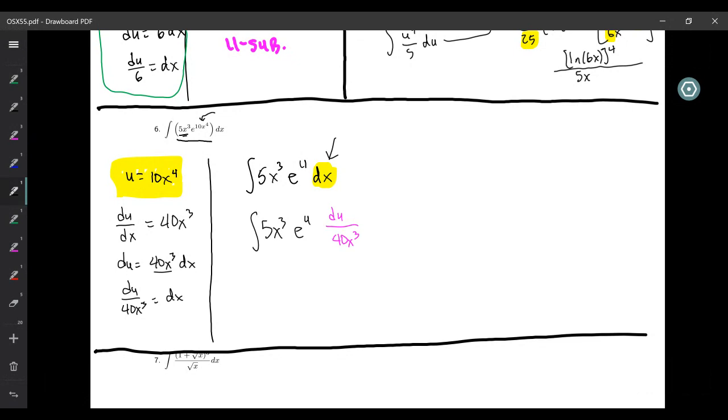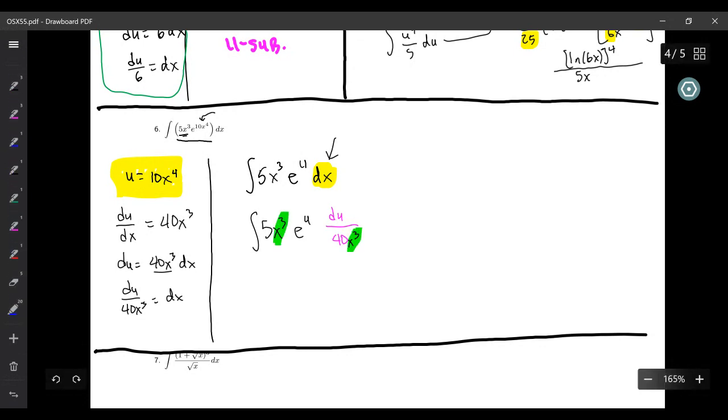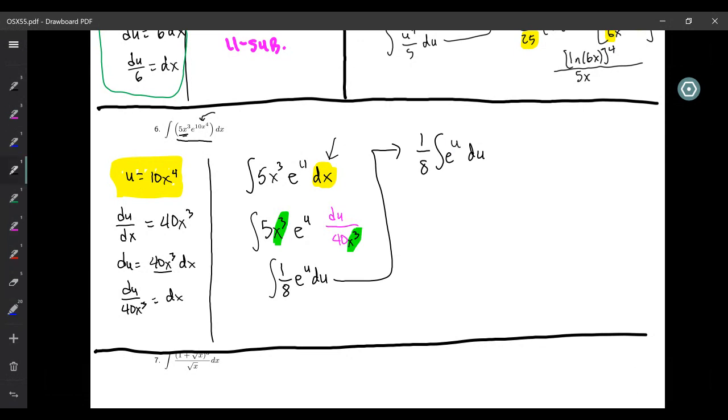All right, so this is great because now the x cubes are going to cancel off. This x cubed is going to cancel with this x cubed. So we end up with a 5 over 40, which is 1/8, which I can pull out front. That should be a u, not an h. Right, so remember that the derivative of e to the u is e to the u, so the integral of e to the u is also e to the u. So 1/8 e to the u plus a constant is my answer.